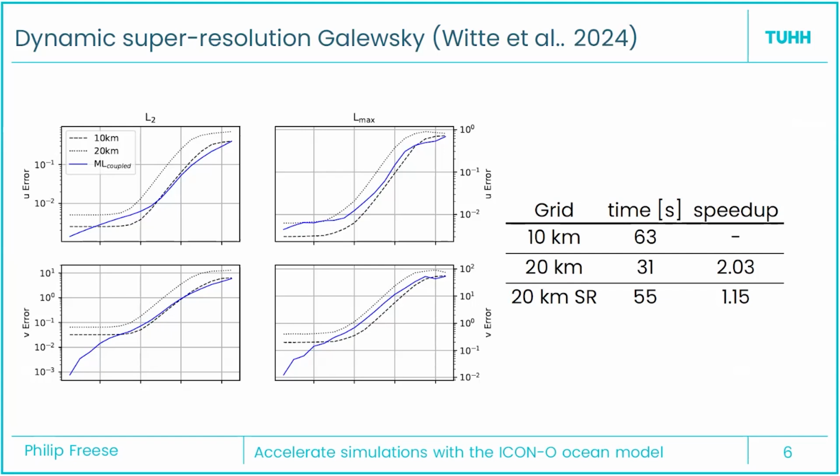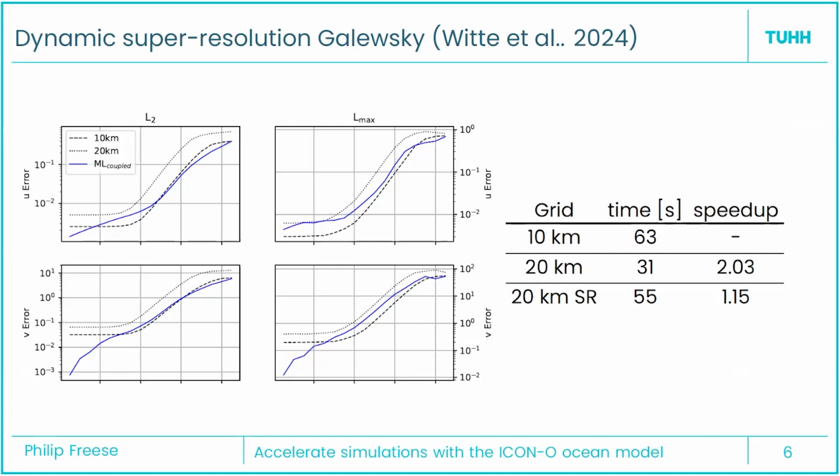So we can use a 20 kilometer coarse grid, do the ML correction, and be almost as good as a 10 kilometer resolution. These are the first results that we have. Of course, at the moment we are moving to the full ocean model. There things might look different, but this is at least promising.